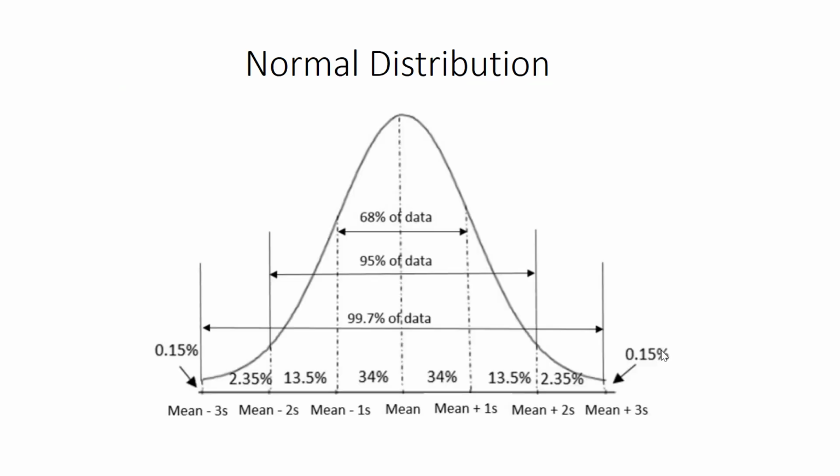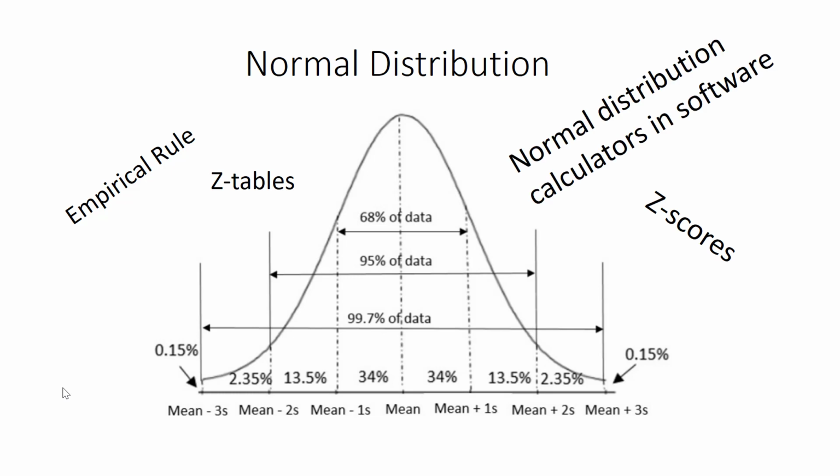In statistics, one of the first types of probability distributions we encounter is the normal distribution. The distribution of this data is sometimes referred to as the empirical rule, where we memorize that 68% of our data lies within one standard deviation of the mean, 95% of the data lies within two standard deviations of the mean, and almost all of our data, all but 3% of our data, lies within 3 standard deviations of the mean. We then go on to learn about z-scores, and we use either z-tables or software to find the area under the curve for a given z-score.